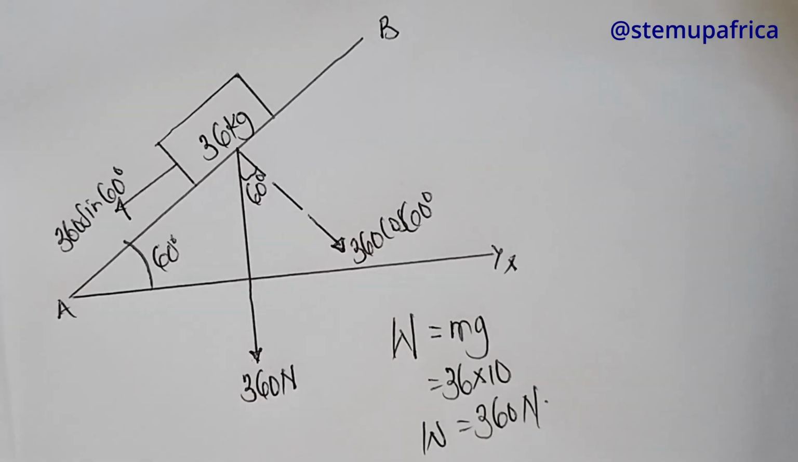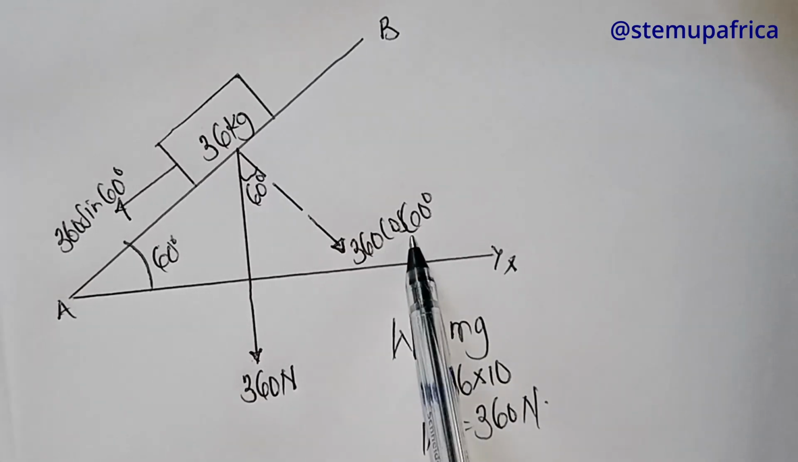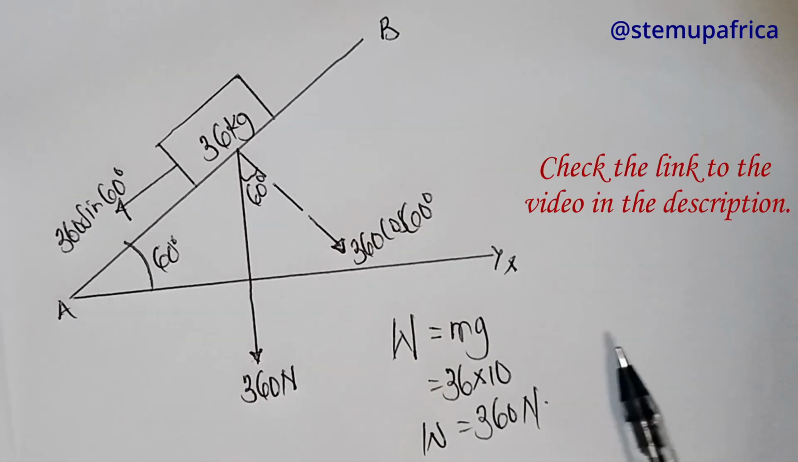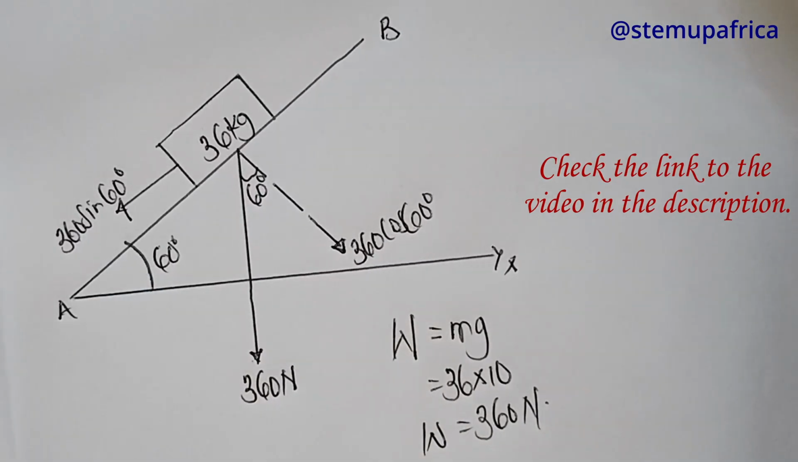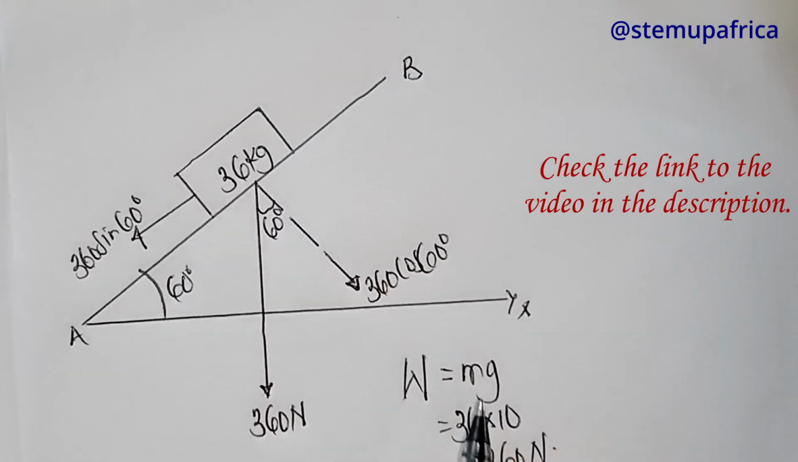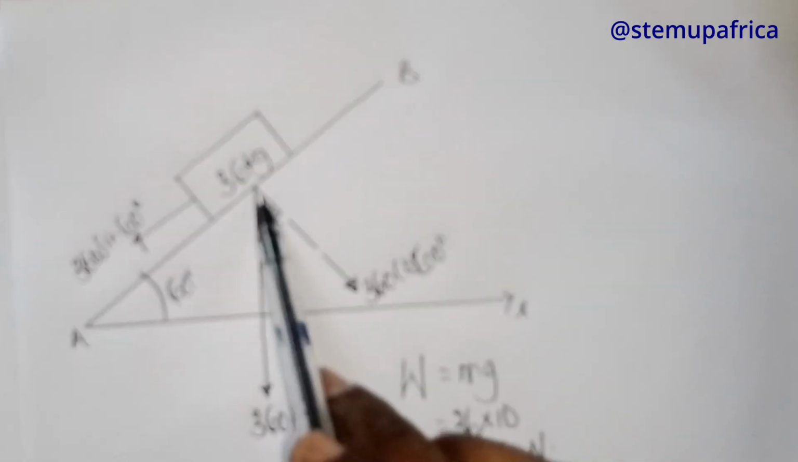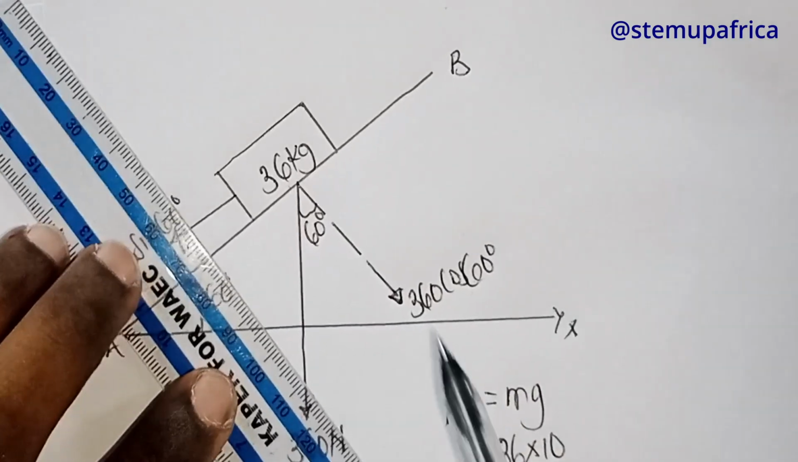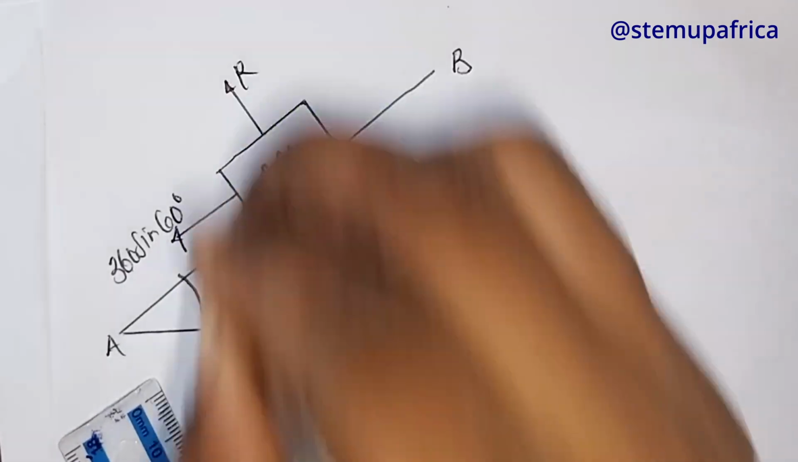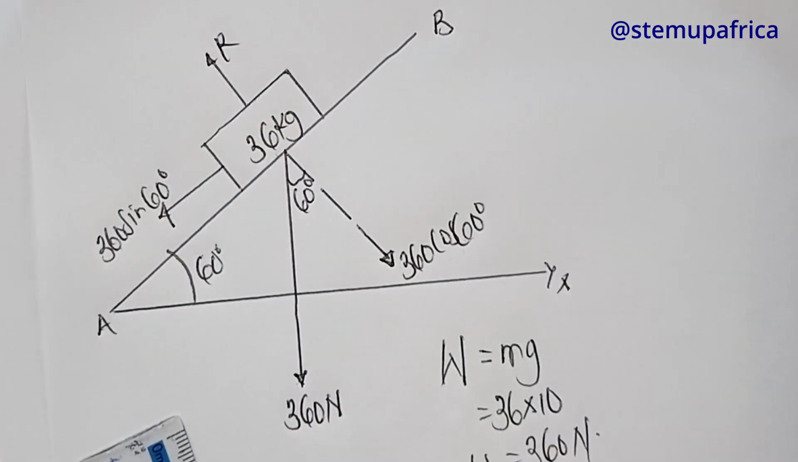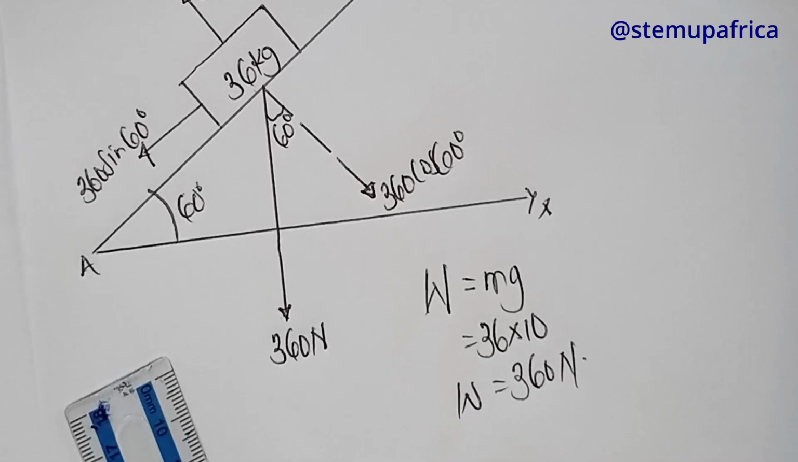How do we know this side is cos and this side is sine? It falls under the topic of resolution in physics. I have a video of that on our channel, so you can go back and watch why it is 360 cos 60 and 360 sine 60. The normal reaction will oppose the weight acting on this body, so let's represent the normal reaction as an arrow.